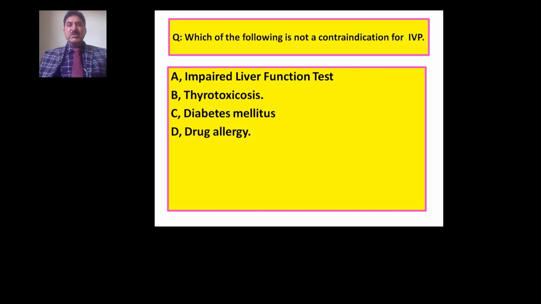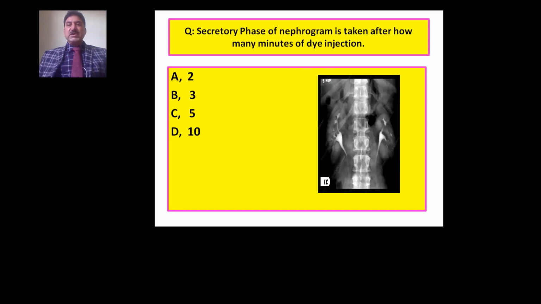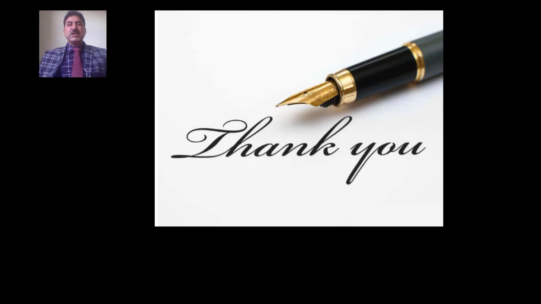Which of the following is not a contraindication for IVP? A. Impaired renal function test, B. Thyrotoxicosis, C. Diabetes mellitus, D. Drug allergy. C is the wrong option. It is complicated diabetes mellitus that is a contraindication. Secretory phase of nephrogram is taken after how many minutes of dye injection? 2, 3, 5, 10. Correct option is C, after 5 minutes of dye injection.